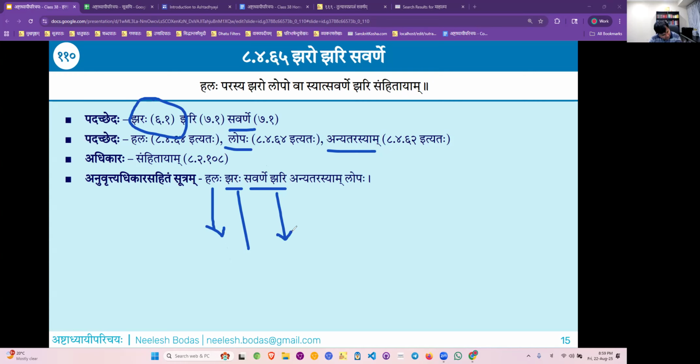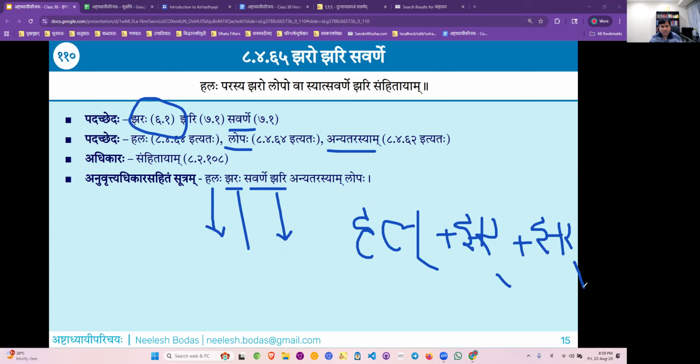So you have hal iti purva nimittam, panchami; jhar iti sthani; and savarna jhar is the paranimittam. So see, one comment. In the previous sutram, it was very stringent, very restricted: tasmin eva yam varne pare. Now here, tasmin eva jhar varne pare is not required; it is savarne jhar varne pare. So a different varna is also acceptable as long as it is savarna. So hal plus jhar plus savarna jhar.